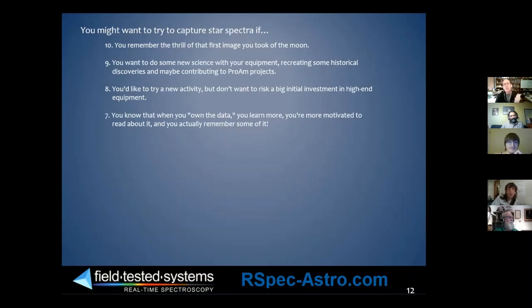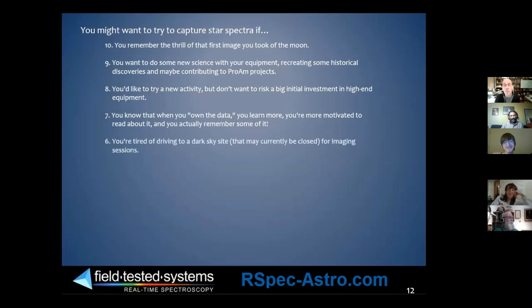And this, I think, is the most telling of the reasons you might want to do spectroscopy. When you own the data, and the students here like Julian and the others who have used our product to capture spectra can confirm this, it becomes much more interesting. You end up reading about it and things stick. I know for me, things go in one ear and out the other at this age. But when it's your data, things tend to stick a little bit more, partly because you have a conceptual framework onto which to hang what you're reading.